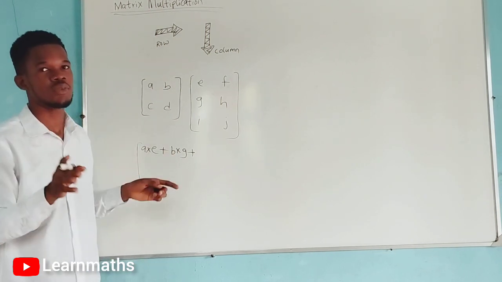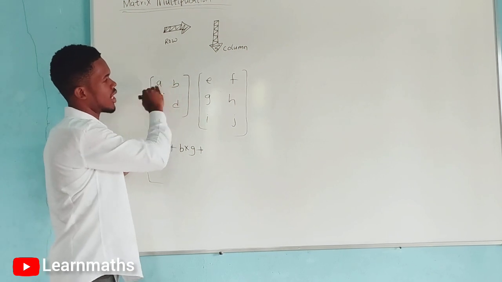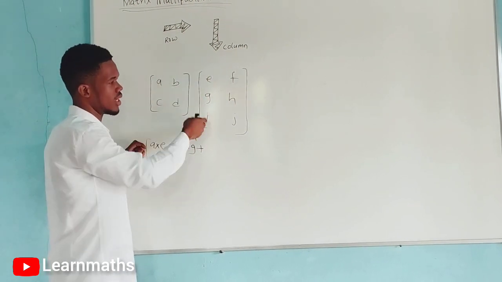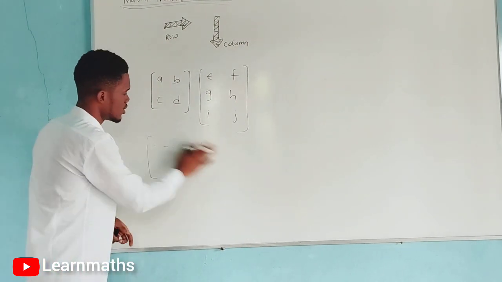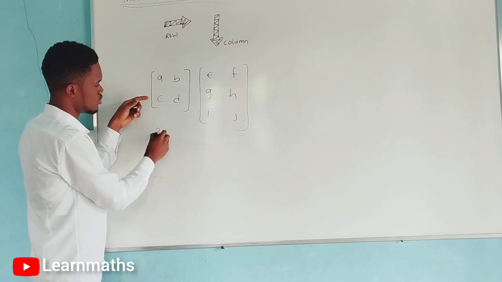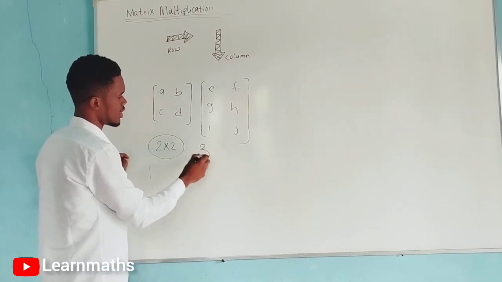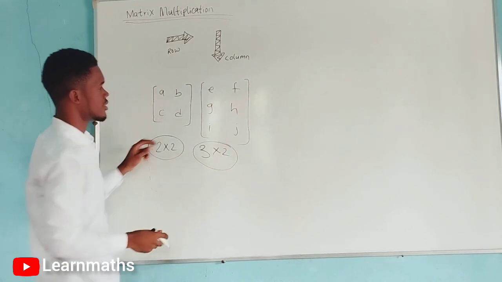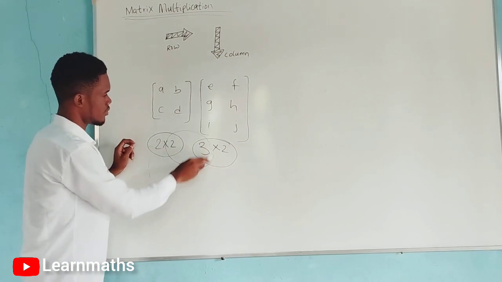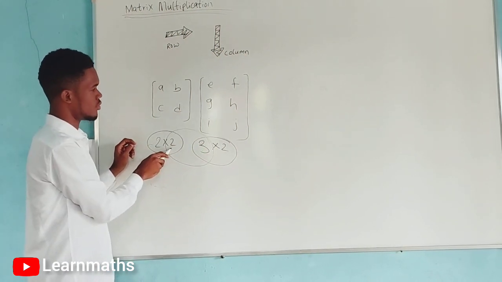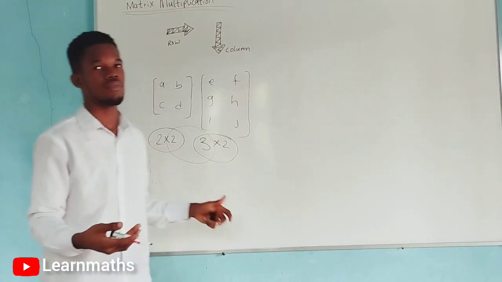So take note of this. Whenever you want to multiply two matrices, the number of elements on the rows here should be equal to the number of elements on the column here. If not, they are not going to be compatible for multiplication. So this is a 2 by 2 matrix, and this is a 3 by 2 matrix. This is a 2 by 2 matrix, and this is a 3 by 3 matrix. Since the number of rows here does not correspond with the number of columns here, it's not going to be possible to multiply.